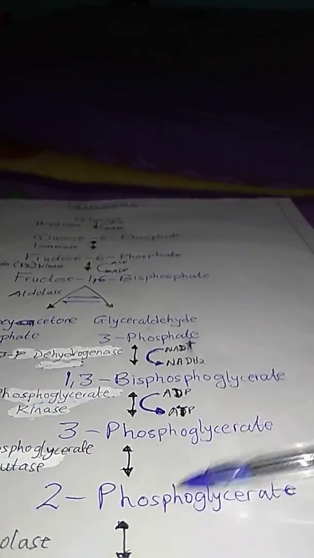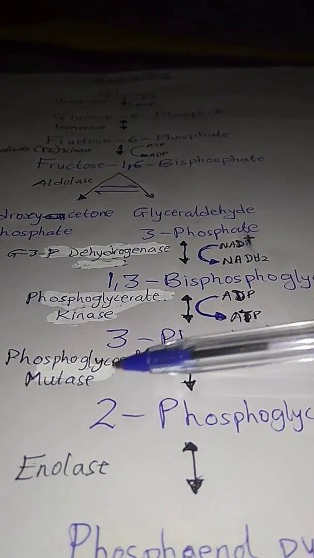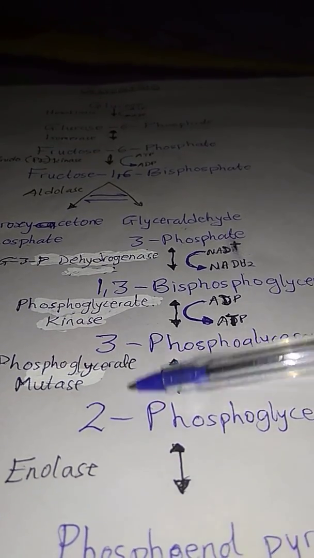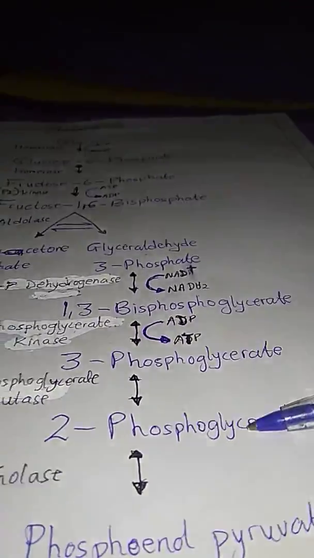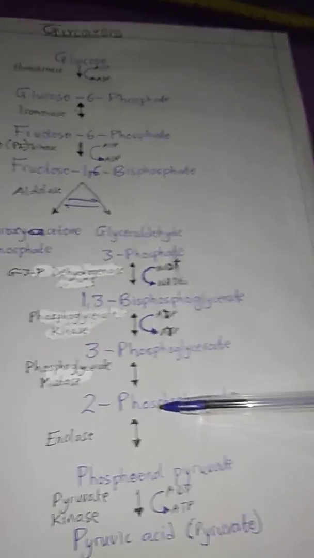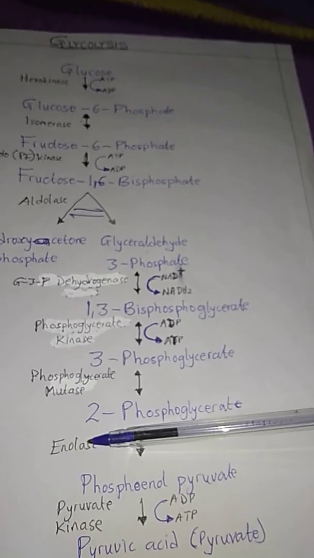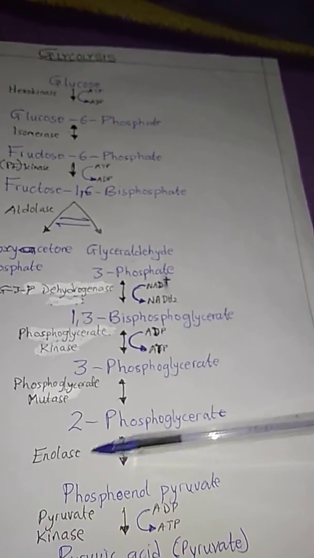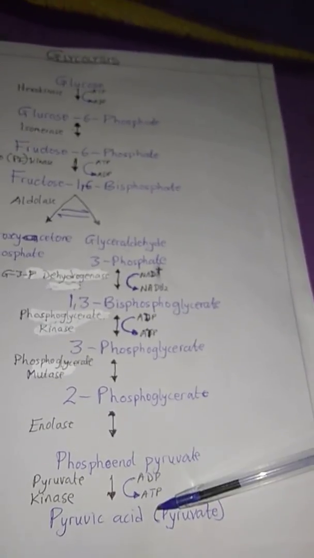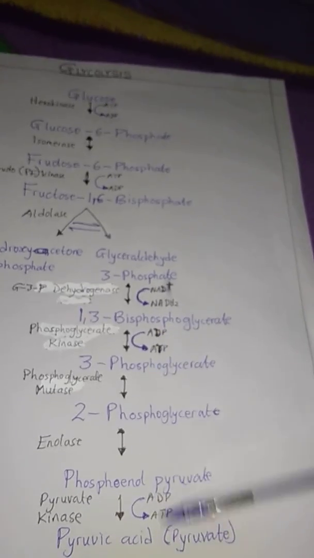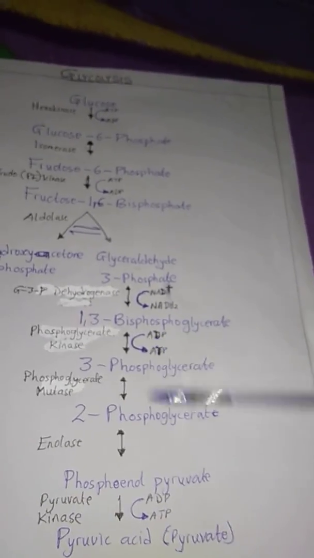3-phosphoglycerate will be converted into 2-phosphoglycerate by the enzyme phosphoglycerate mutase. Mutase means a mutation is taking place, that is, a rearrangement of the molecule. Then 2-phosphoglycerate will be converted into phosphoenolpyruvate by the enzyme enolase. Then phosphoenolpyruvate will finally be converted into pyruvic acid or pyruvate. That is the last stage in the reaction. Here too, ADP will be converted into ATP. So in the second part of the reaction, 2 ATPs are produced here.